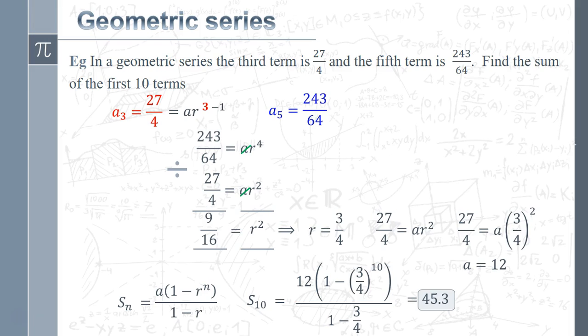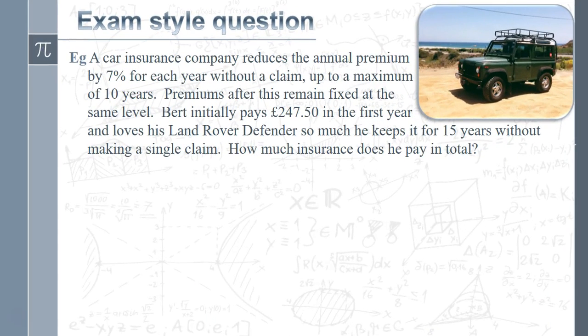Okay, like I said, similar kind of structure to what we had with our arithmetic sequences. Let's now move on and look at a contextual exam style question. So this one is to do with the insurance premiums on a Land Rover. So we've got car insurance reduces the annual premium by 7% each year, as long as we don't have a claim, up to a maximum of 10 years.